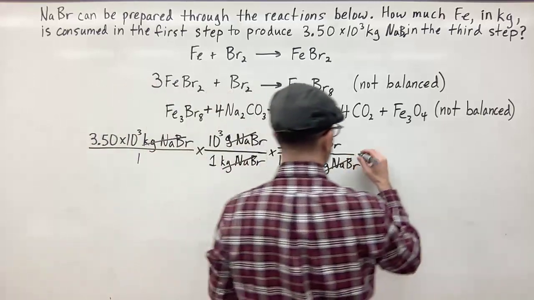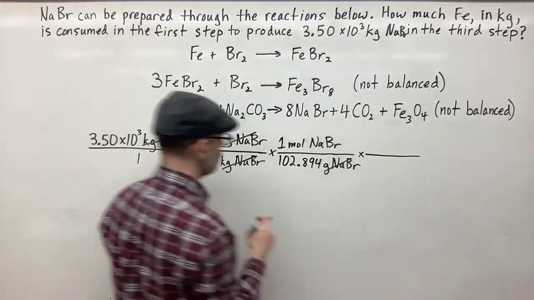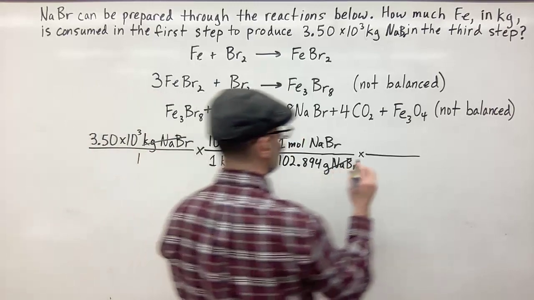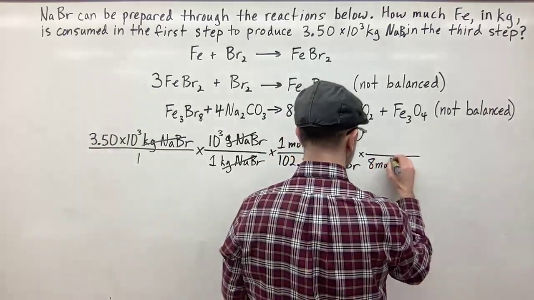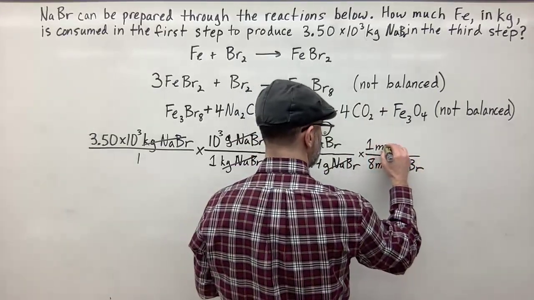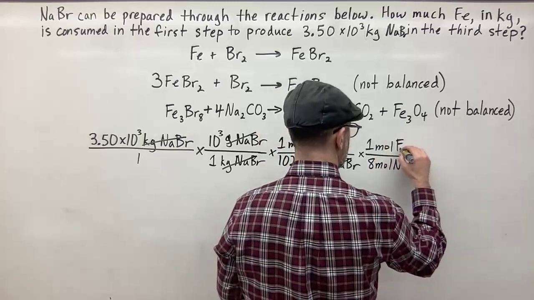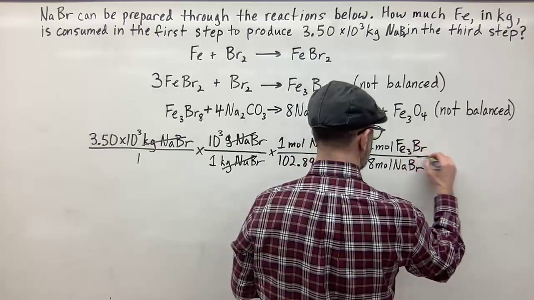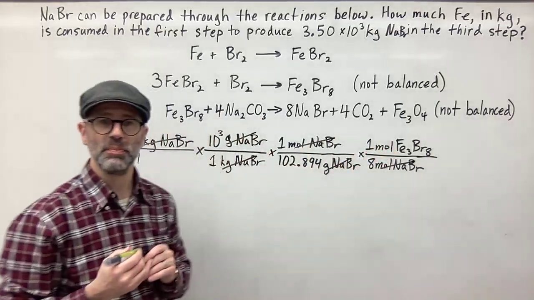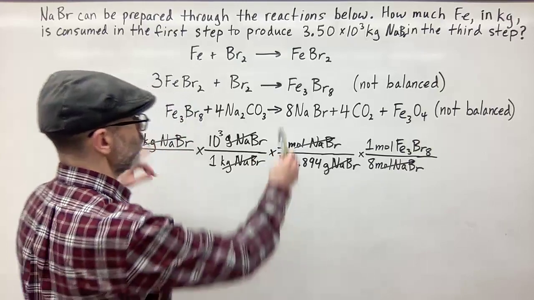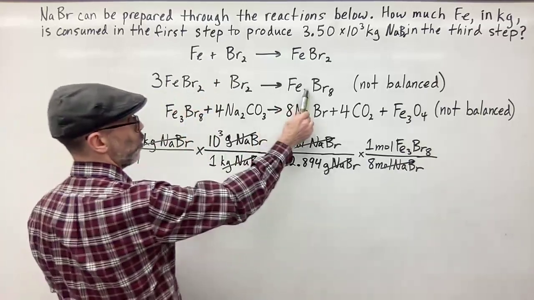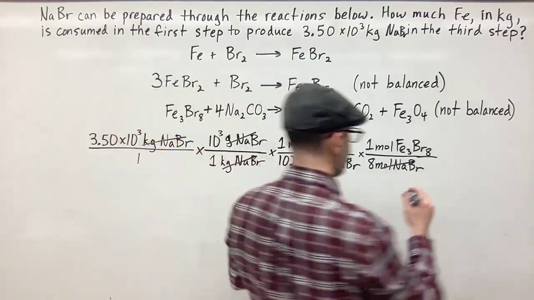So we're going to do the mole ratio between NaBr and Fe3Br8. That's an 8:1 mole ratio. So I'm going to put on the bottom 8 moles of NaBr and 1 mole on top of Fe3Br8. So now the moles of NaBr cancel out. Now I have moles of Fe3Br8. Now I can use the mole ratio between Fe3Br8 and FeBr2. And it's a 1:3 mole ratio. So let's go ahead and set that up.